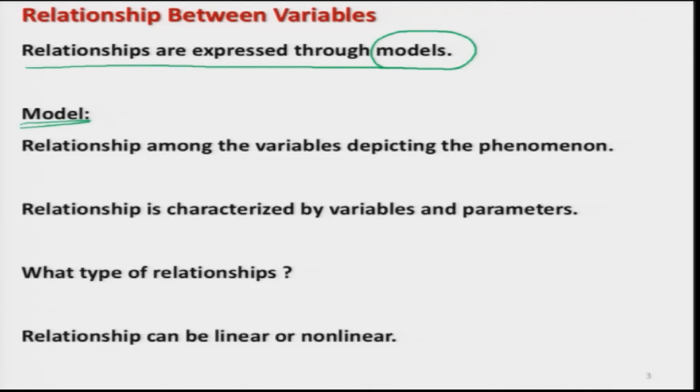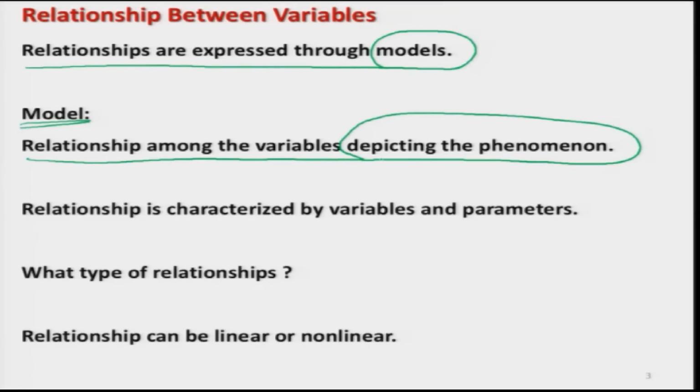This model is only a sort of mathematical or a statistical relationship among the variables, and this relationship is in such a way that it is representing or depicting the phenomena, that whatever is happening, this is indicated by the mathematical functioning of the mathematical relationship or the statistical relationship.